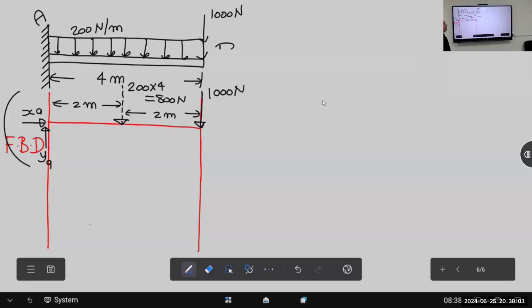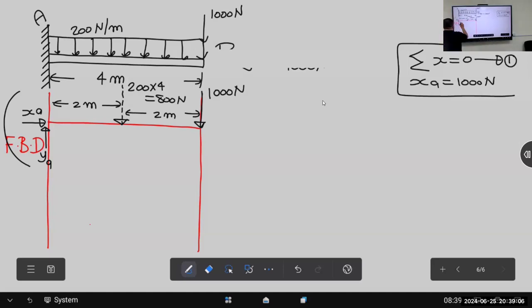Now, sigma X is equal 0, correct or not? Yes. So XA is equal 0. Yes. I am going to put the load here, 1000 Newton. The X in this case is what? There is a 1000 action from here, so the reaction should be against it, opposite and of the same magnitude. From one equation, I get one unknown equal 1000.